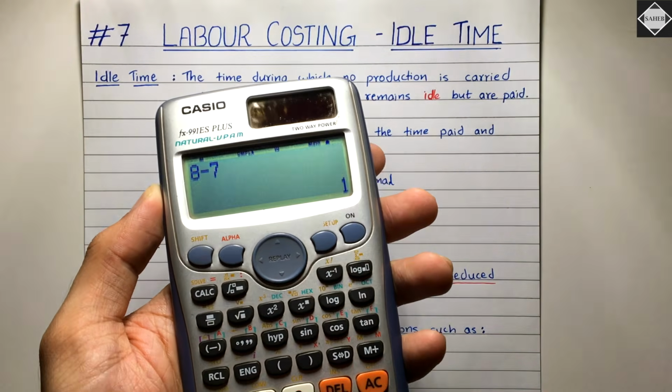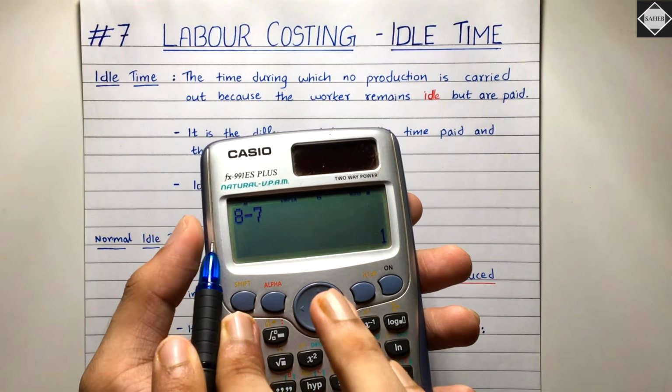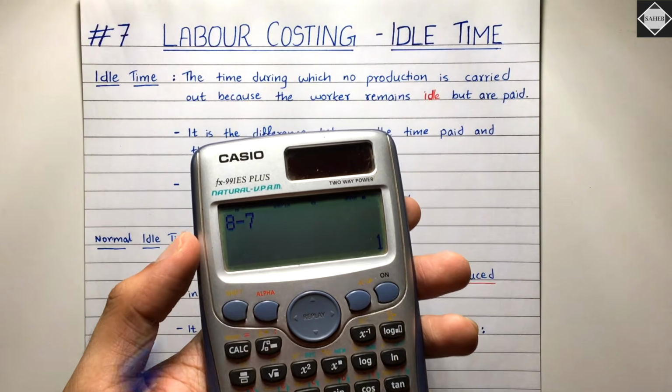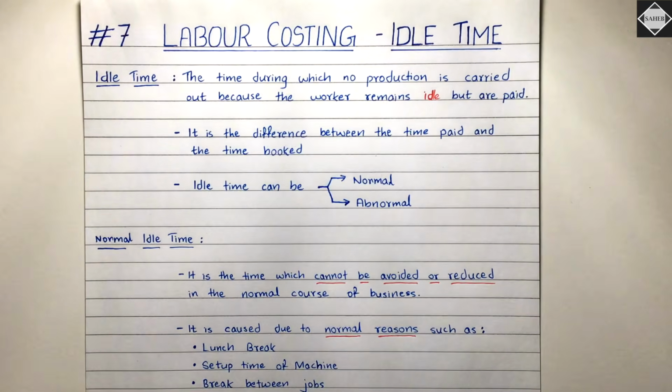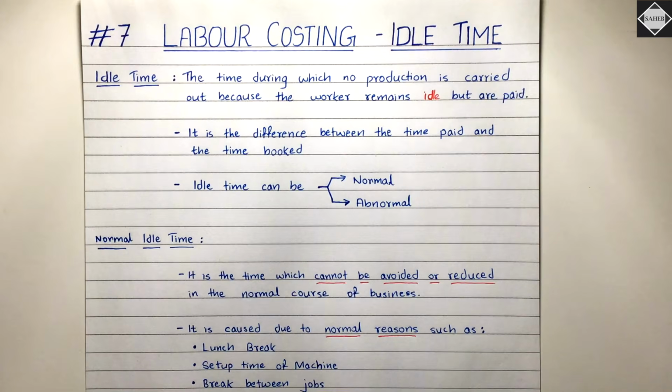So 1 hour is the idle time. Is it clear? The difference between the hours they have been paid for and the hours booked. If you take the difference, that would be idle time. Is that clear? Yes. Now idle time can be normal and abnormal. Broadly, they are classified into two categories.